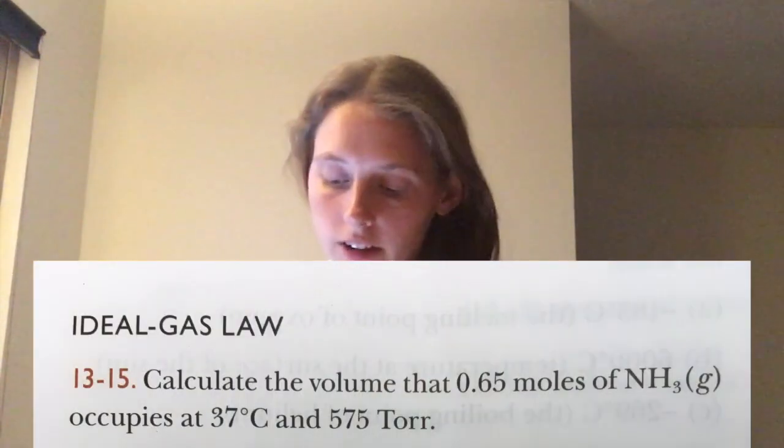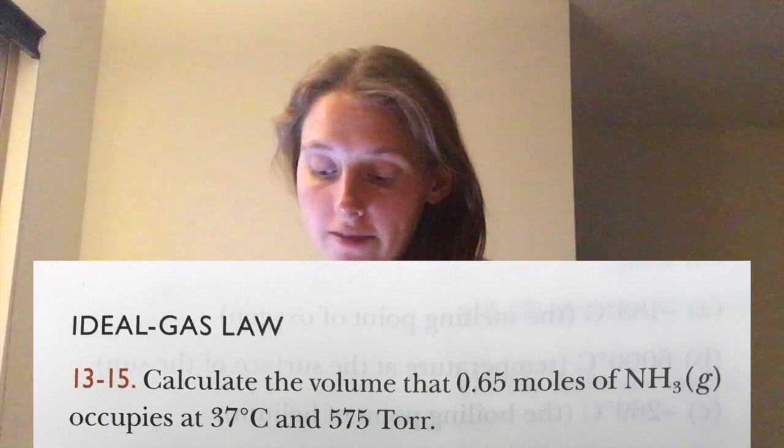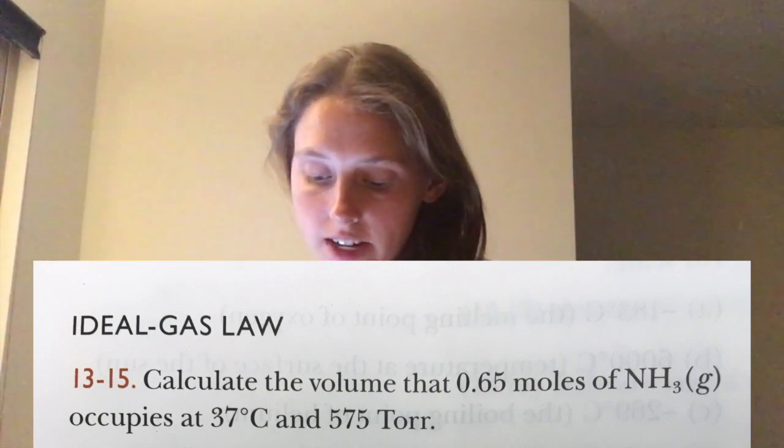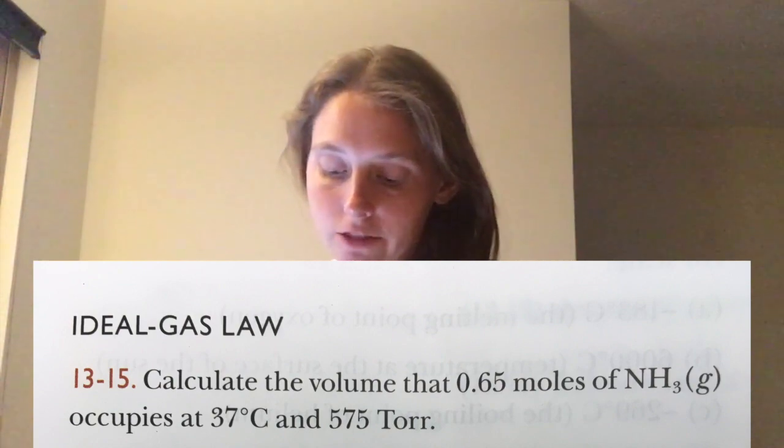Gas law portion of your chemistry course. To start off, let's look at an example of the type of problem you will find during this section. Calculate the volume that 0.65 moles of NH3 gas occupies at 37 degrees Celsius and 575 torr.